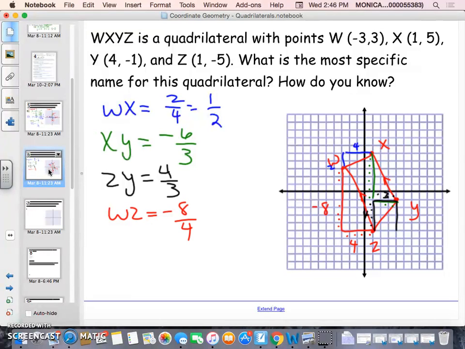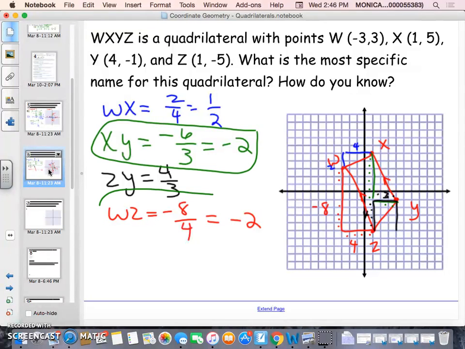So it looks like I don't have any parallel lines really, but then I look a little closer and I see that 8 over 4 is actually -2, and 6 over 3 is actually -2. And so because I have just these two sides that have the same exact slope, I know that I'm looking at one set of parallel sides, so it's going to be a trapezoid.